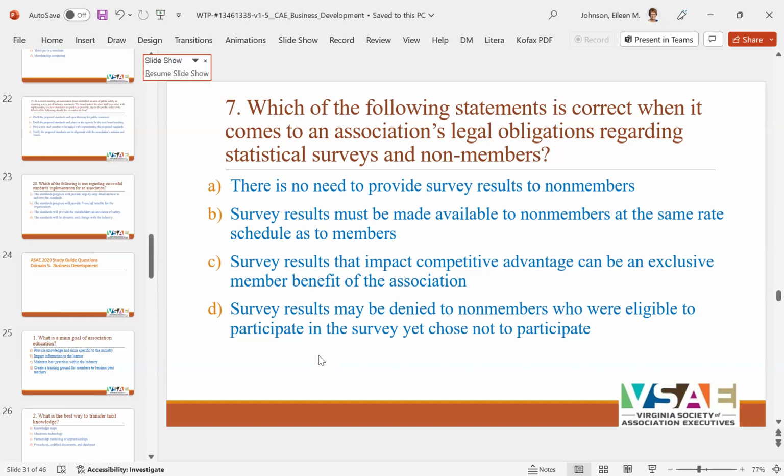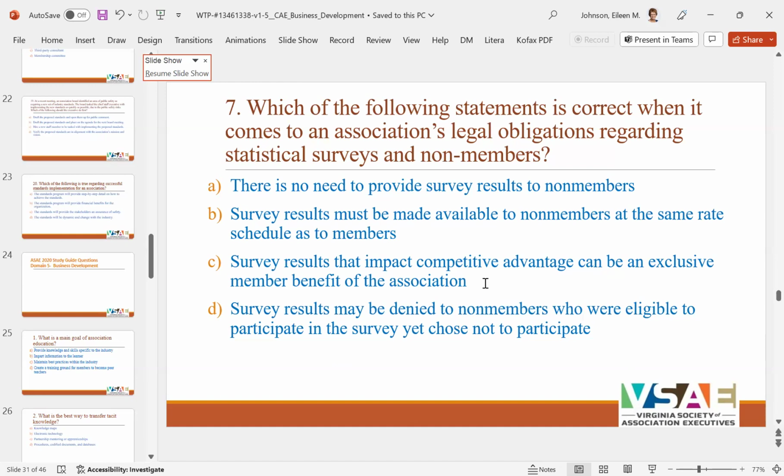Ooh, okay. We do have legal obligations regarding statistical surveys and non-members. So again, D, survey results may be denied to non-members who were eligible to participate in the survey yet chose not to participate. That one doesn't feel right, so I'm scratching that one. C feels right insofar as the competitive advantage part and kind of keeping that as a member benefit. So that one I'm going to keep.